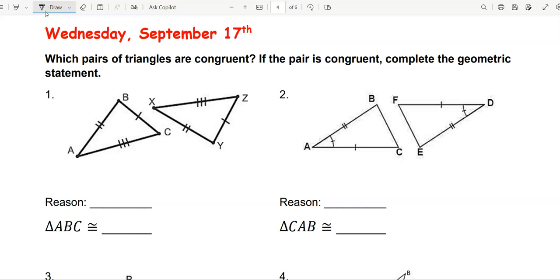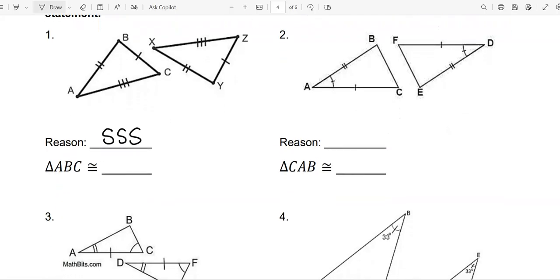All right, so we talked about the tick marks meaning that the sides are congruent in these triangles. They gave us 3 sides that are congruent in each triangle. So this is SSS, or side, side, side. We can say that these 2 triangles are congruent to each other because we have 3 pairs of corresponding congruent sides.